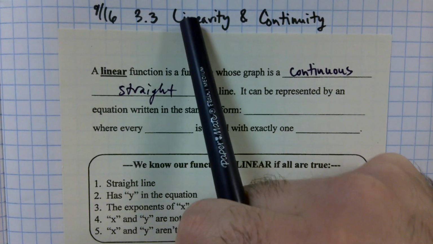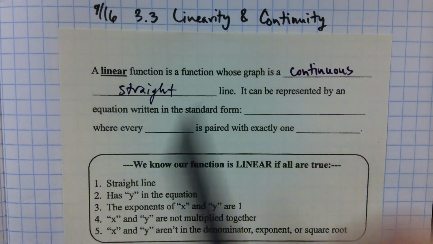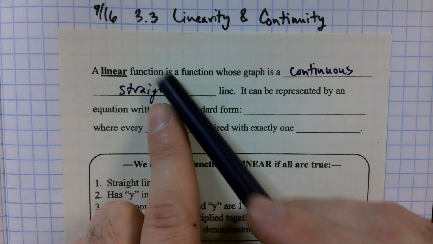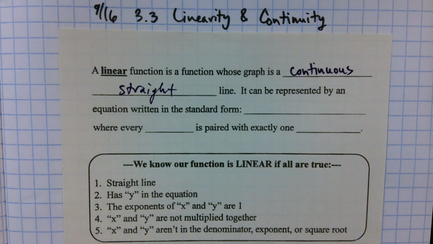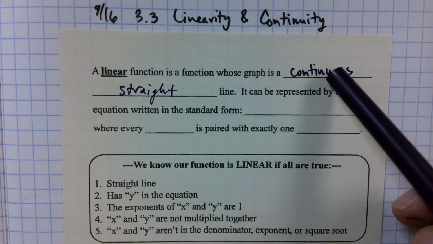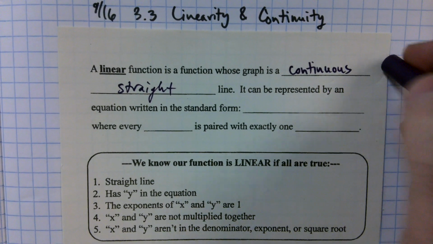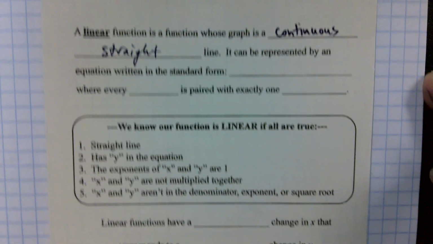So today we're going to be identifying functions by linearity, which is: is it linear or not? Like we just said, linear means straight. So is it a straight line or not? And we're going to talk about continuity, whether it's continuous, discrete, or neither. And we'll see what that looks like in a little bit.